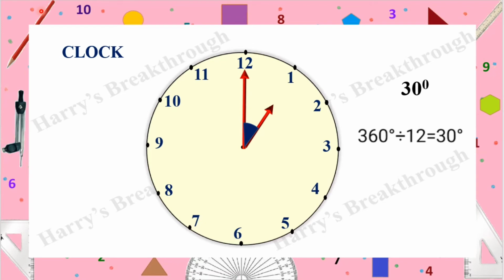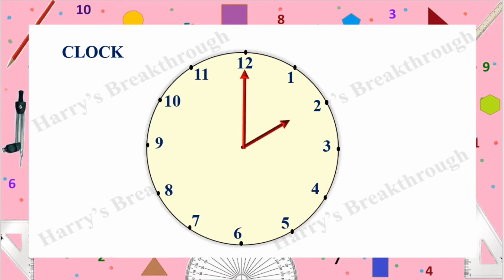How much time will a minute hand take to complete a full rotation? It will take 1 hour. That means a minute hand will rotate 360 degrees in 1 hour. And here we got the angle between this hour hand and minute hand as 30 degrees. So for 1 hour, the angle is 30 degrees.